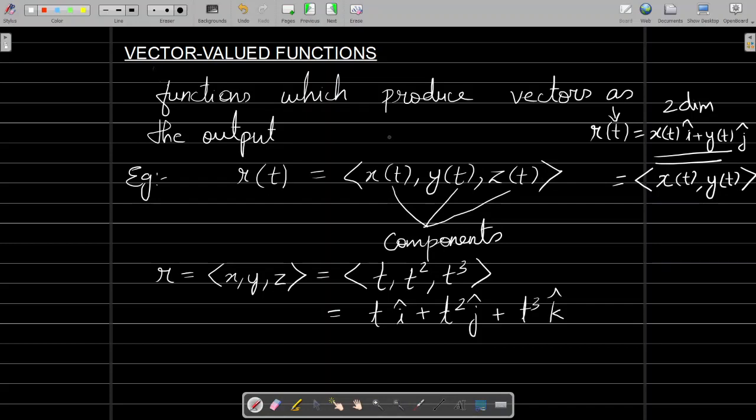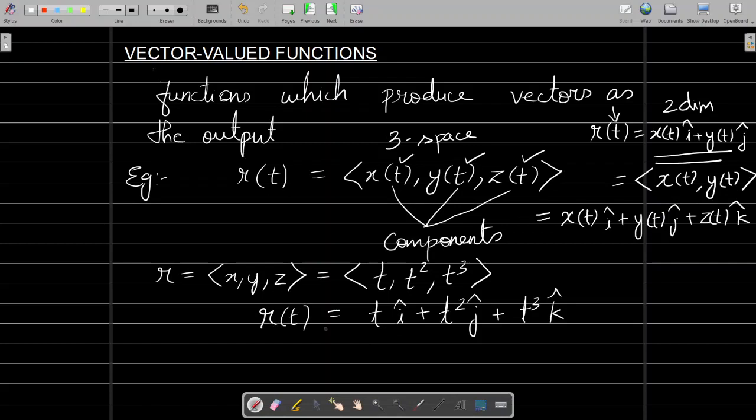Now in three-dimensional space, in 3 space, a vector valued function will be like this: r of t equal to x of t, y of t, z of t, or in other terms it will be x of t times i plus y of t times j plus z of t times k. These x of t, y of t, z of t are called the components of the function. As an example, you can consider this vector valued function r of t equal to t i plus t square j plus t cube k.